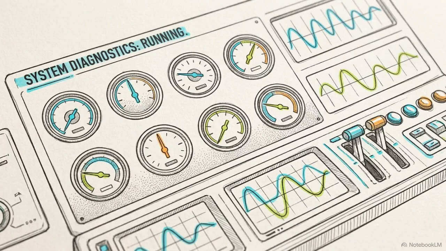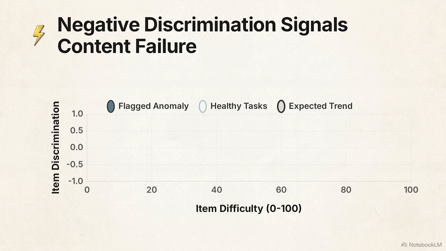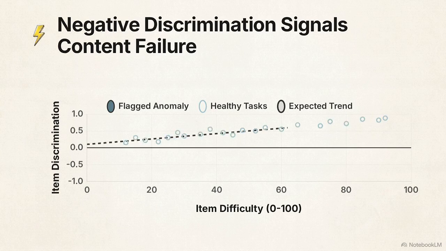Maintaining the integrity of the system requires automated quality control. Engineers use a methodology called classical test theory to evaluate thousands of tasks simultaneously. This diagnostic dashboard maps task performance using two primary metrics: item difficulty and item discrimination. By plotting these variables together, the system establishes a clean trend line that represents expected user behavior. When the data contradicts this expectation, the system flags a statistical anomaly.